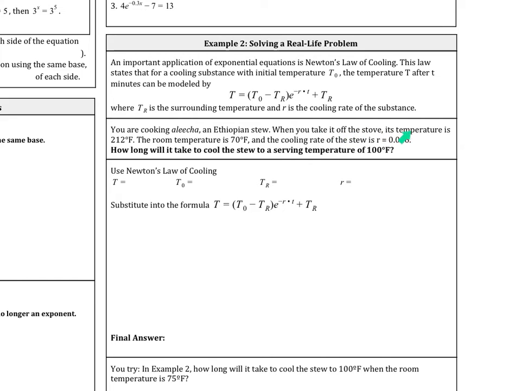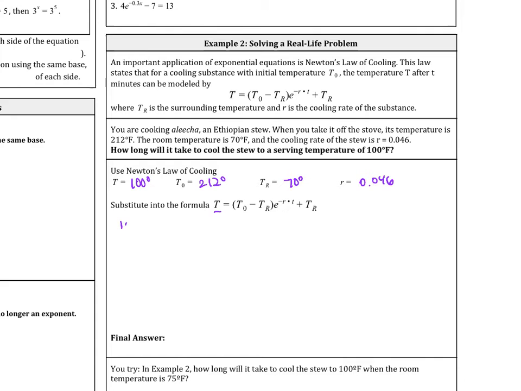When you take it off the stove, its temperature is 212 degrees Fahrenheit. The room temperature is 70 degrees Fahrenheit, and the cooling rate of the stew is r equals 0.046. We want to know how long it will take to cool the stew to a serving temperature of 100 degrees Fahrenheit. So let's write down what we know. The temperature that we want to end with is 100 degrees, a serving temperature. The initial temperature is 212 degrees, T naught. The room temperature, I call it T_R, is 70 degrees Fahrenheit, and the rate is 0.046.